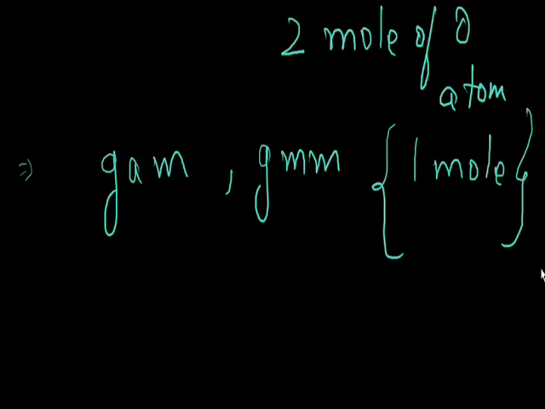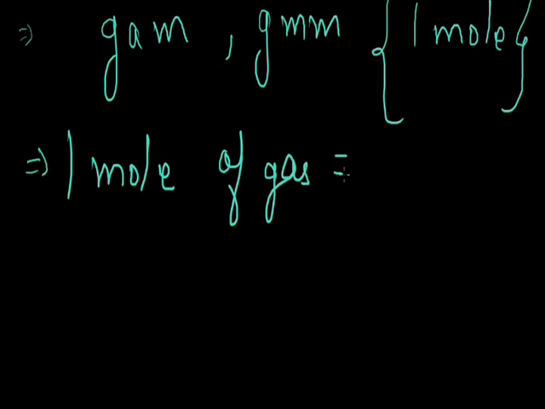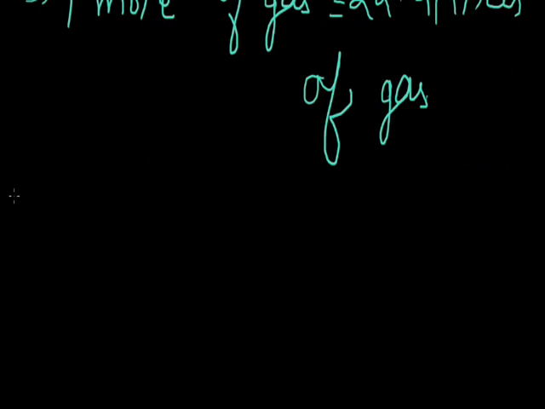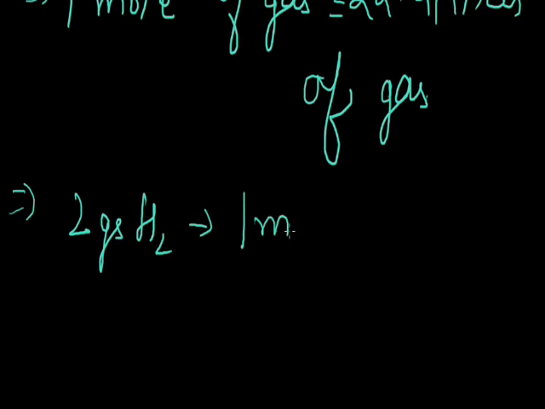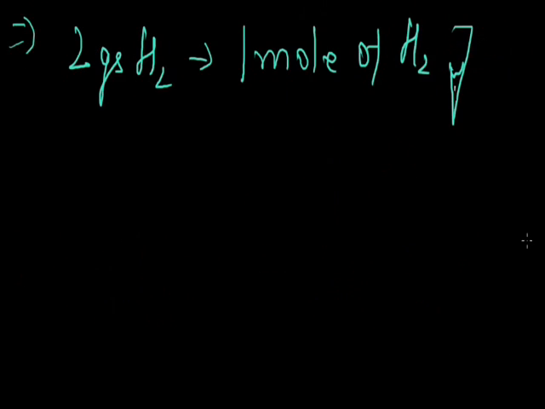There is one more relationship which is very important for solving the numericals, and that is that 1 mole of gas is equivalent to 22.4 liters of volume of the gas. So if we are referring to 2 grams of hydrogen, then what will it be? It will refer to 1 mole of hydrogen, that we have understood. It will also refer to 22.4 liters of hydrogen gas.